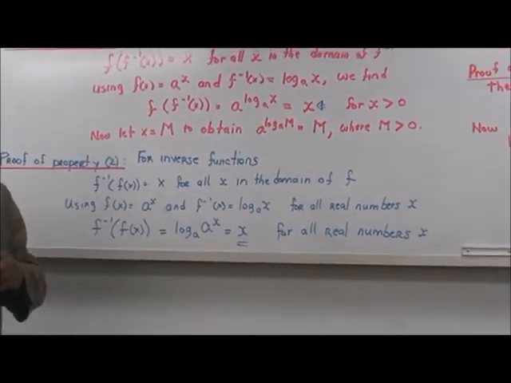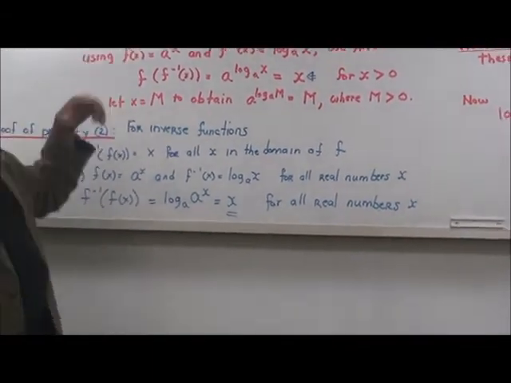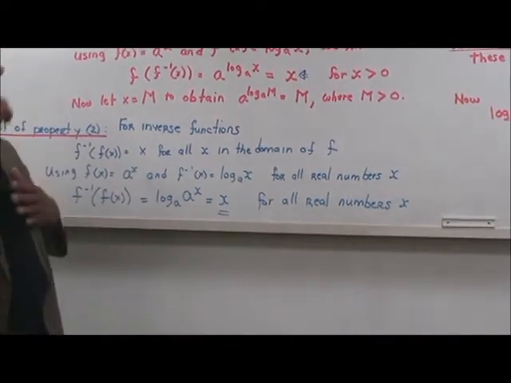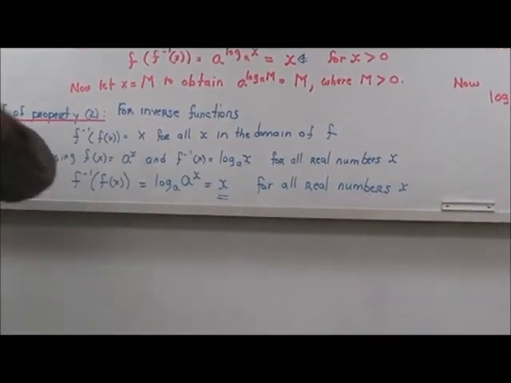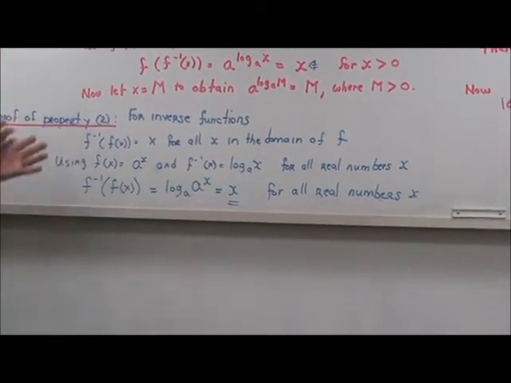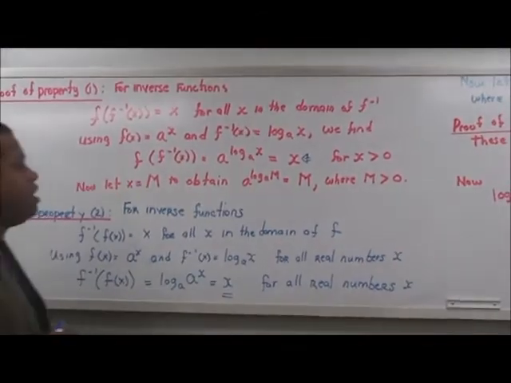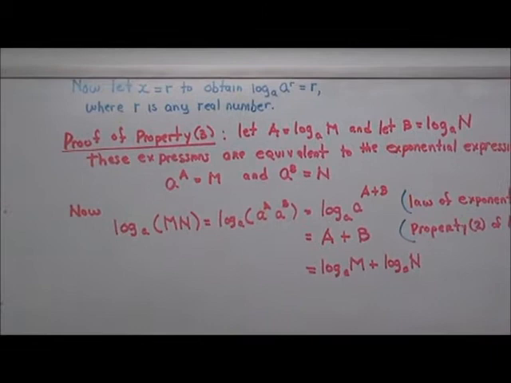So of course, as we said before, if you plug the inverse into the original function, you should get x. And then when you come back around and plug the original function into the inverse, you also should get x as well. So this is what this is saying. So this is very important. And you know that it has an inverse. Well, let's look at the proof of property 3.